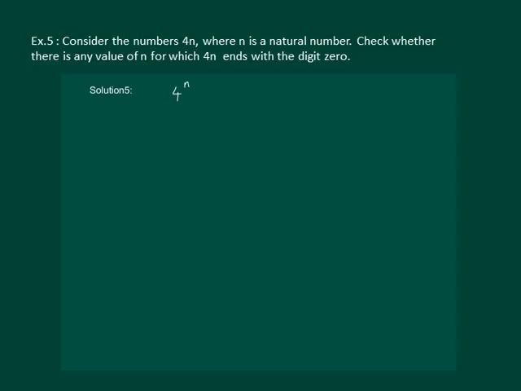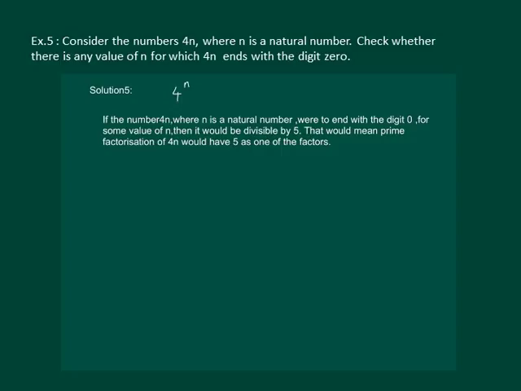We are asked to check whether there is any value of n for which 4 power n ends with the digit 0. If 4 power n were to end with the digit 0 for some value of n, then it would be divisible by 5. That would mean that the prime factorization of 4 power n would have 5 as one of its factors.